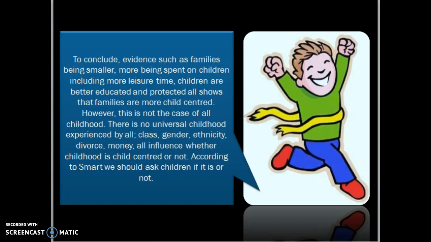Here is an example. So start by identifying the main points. So for example, families are smaller, more is being spent on children, including leisure time, children are better educated and protected, so we've got that clear march of progress view, linking it to the child-centred aspect, and then you have got the AO3. This is not the case for all children. There's no universal childhood. You're highlighting the fact that you wrote about your CAGES, and you have mentioned maybe we should ask children themselves if families are child-centred or not. Just hear it from their viewpoint.